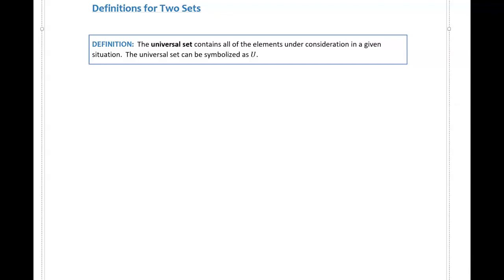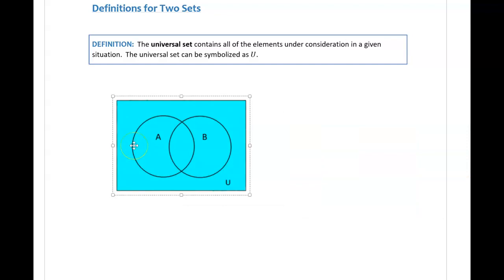The universal set contains all the elements under consideration in a given situation. The universal set can be symbolized as U. Given the Venn diagram below, the shaded region represents the universal set.